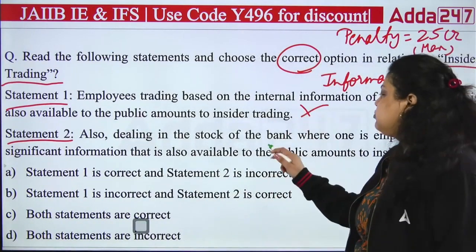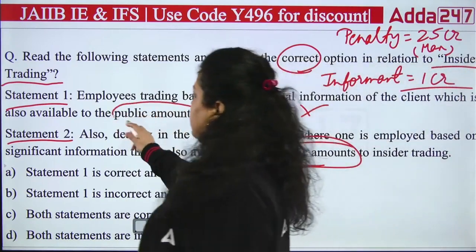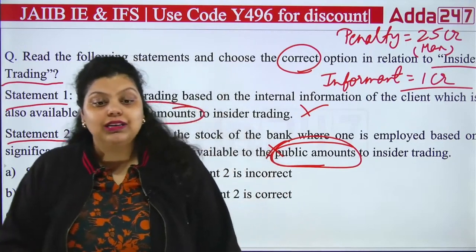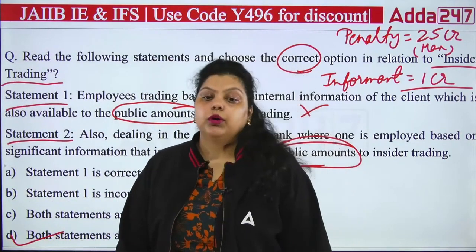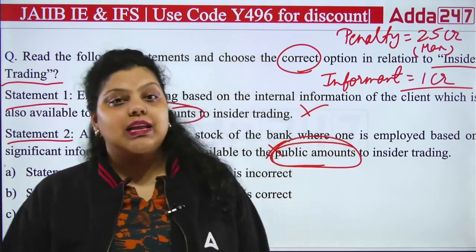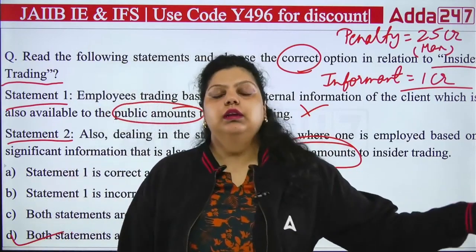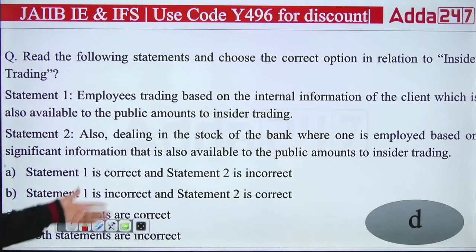And both statements are wrong because it is saying the information is available to the public. If the information is already available to the public, how can you call it insider trading? It's not insider trading in that situation. So your right answer will be both are incorrect. Because insider trading means when the selling and purchasing of shares of a particular company is done on the basis of its internal information. That is known as insider trading. So if the information is available to the public, it's not insider trading. So the right answer is D.